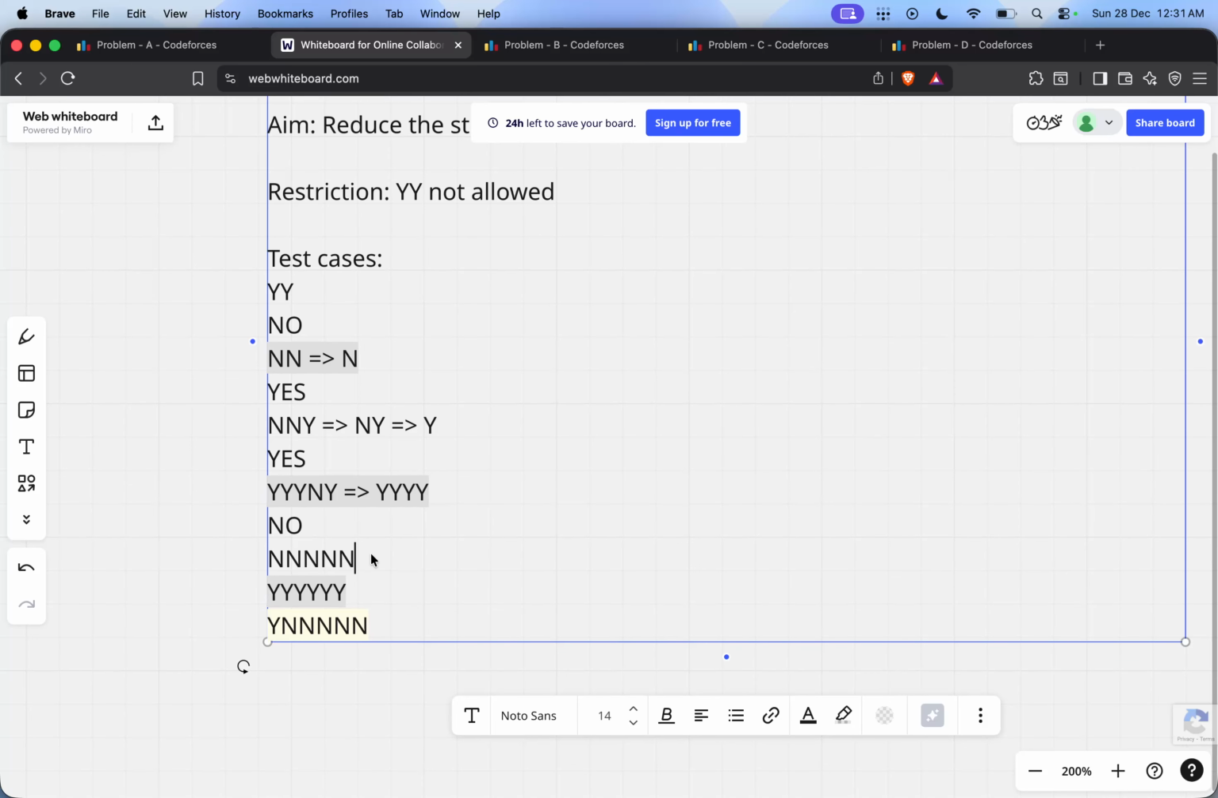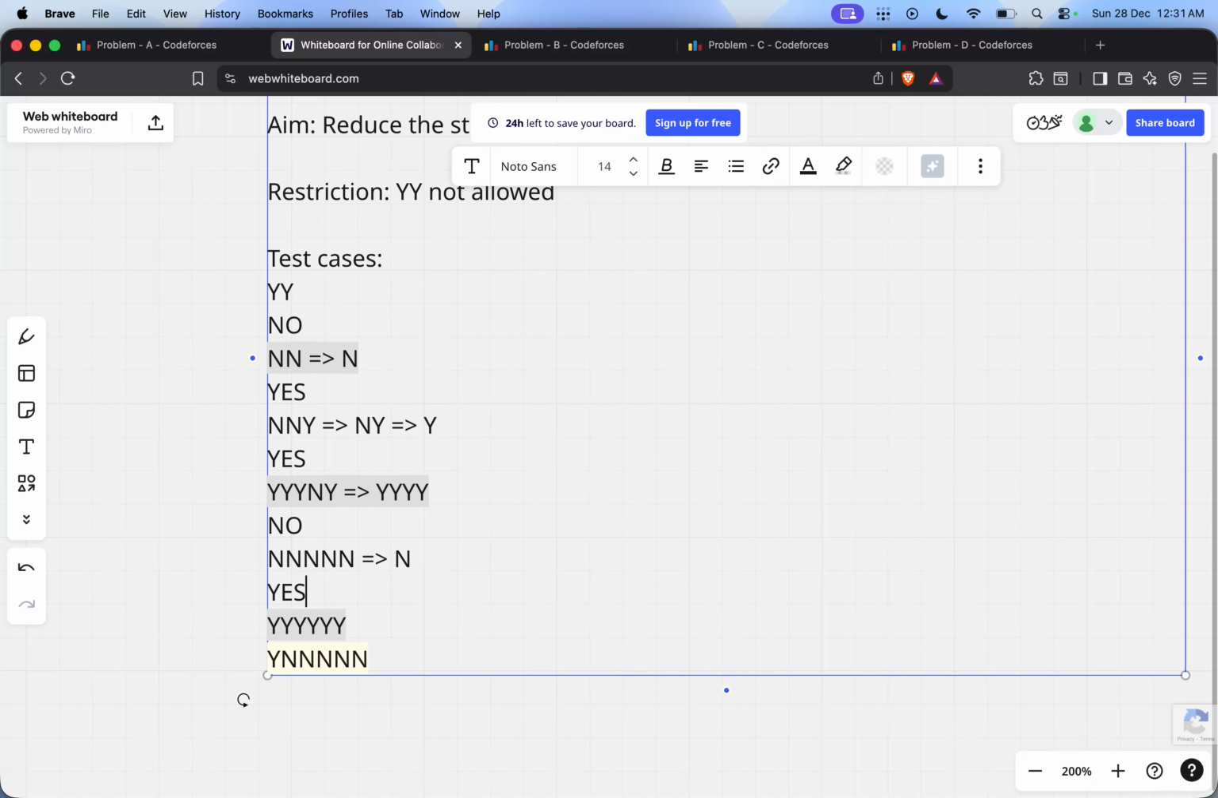Now for this particular string, start applying the operation from the left, reduce these to a single N, then these two N to a single N, and so on. At last we are left with a single N. So yes, this is possible. Now coming to this test case, it is a similar scenario to what we discussed above. It consists of only Y's, so no operation can be applied.